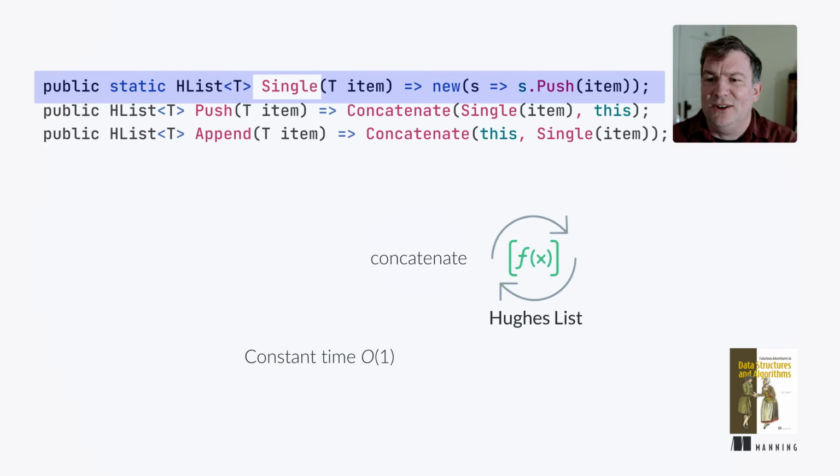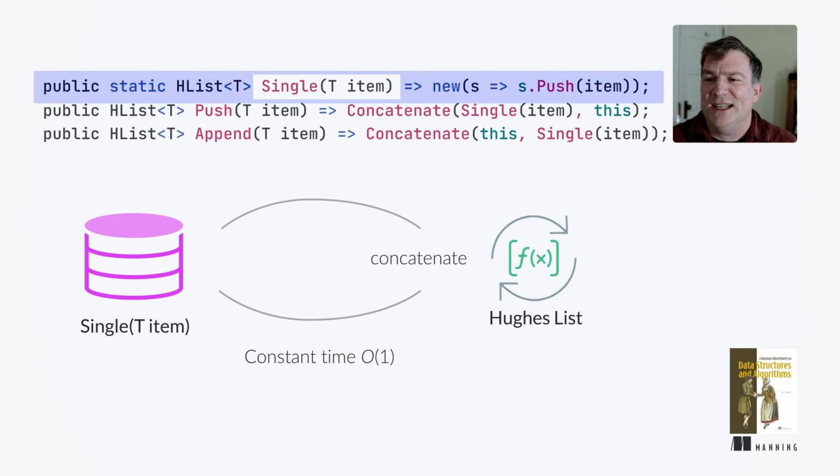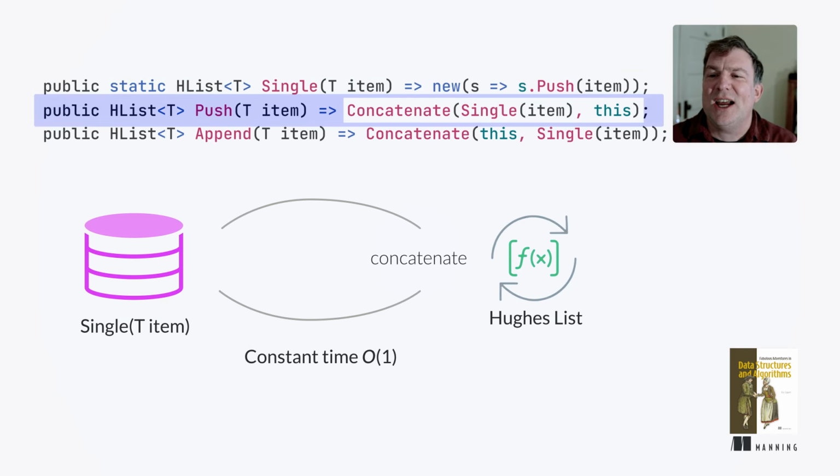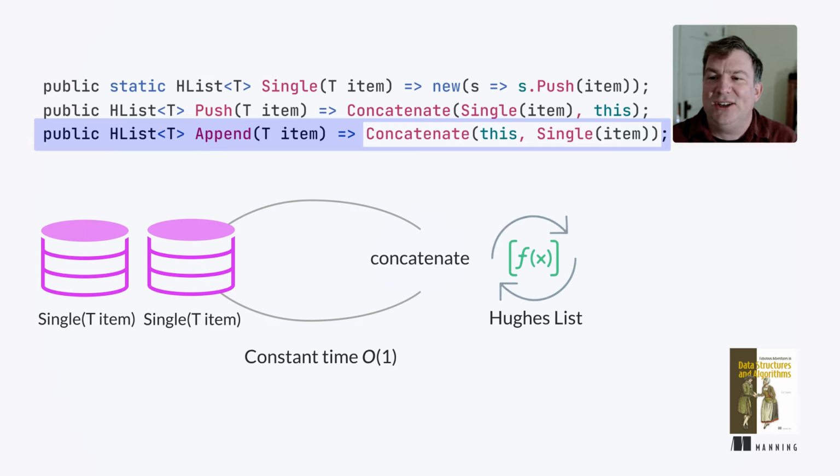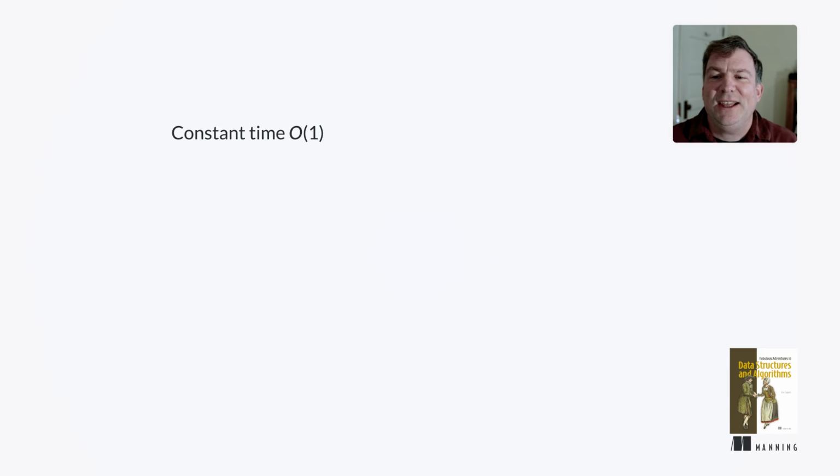This method, single, produces a one-item Hughes list. It's a useful helper. We need a function that concatenates a single item to a regular stack. But that's just push. So now that we have a constant time concatenate and a constant time single, we can implement constant time push and append. They just concatenate single-item lists onto opposite ends of the stack. So far, everything that we've done with the Hughes list has been constant time.